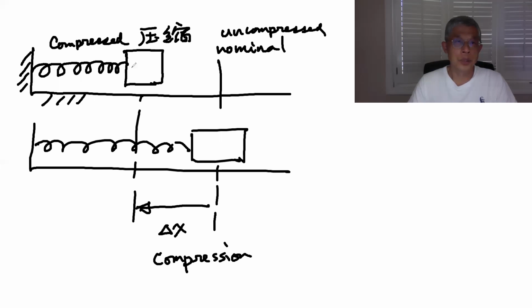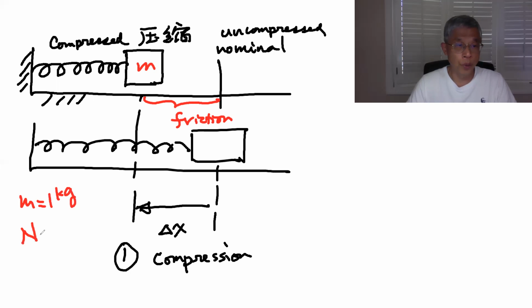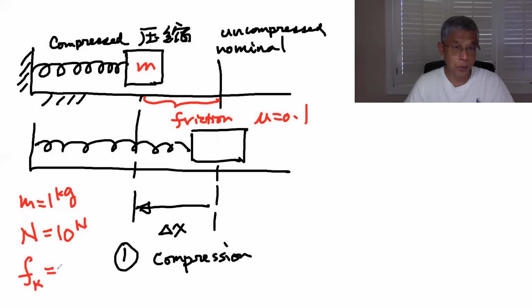Let's say you started from here. That's your position 1. And you let go. But there's friction from here to here. Let's say the mass M is equal to 1 kilogram, so the normal force is equal to 10 Newton. Let's say the friction coefficient mu is equal to 0.1. So the kinetic friction is equal to 1 Newton. Let's say the delta X here is equal to 1 meter, and the spring constant K is, say, 100 Newton per meter.